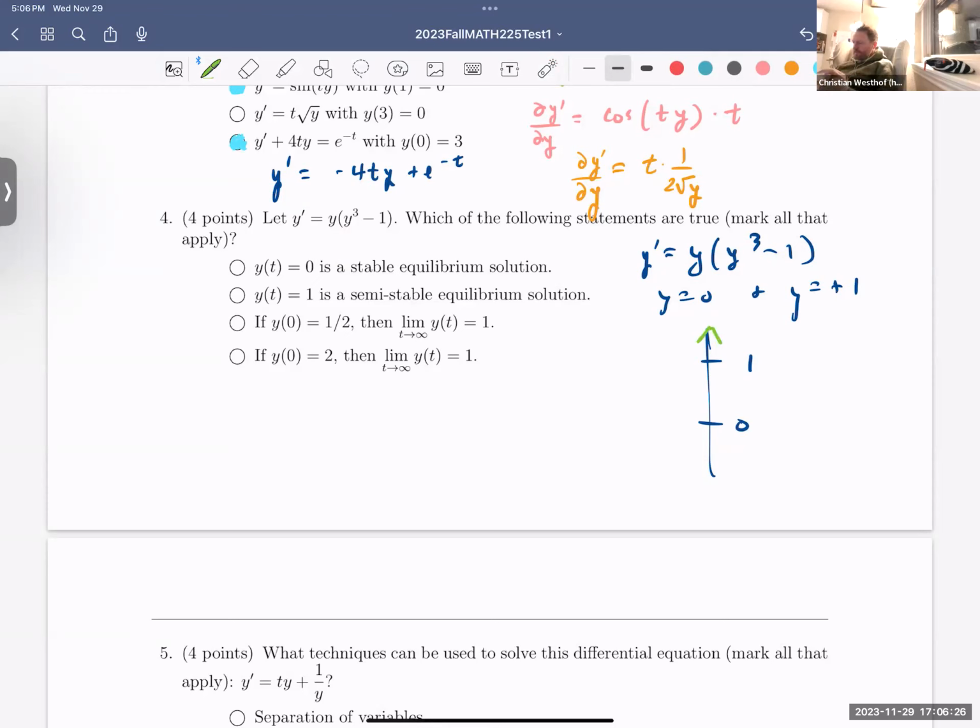Then between 0 and 1, say 1/2. 1/2 there would be 1/8 minus 1, that's negative. A half here is positive, so negative on that interval. And below 0, say -1. -1 cubed would be negative here, and -1 minus 1 is negative as well. The two negatives make a positive. So the derivative is positive there. Then that makes y equals 1 unstable, and y equals 0 stable.